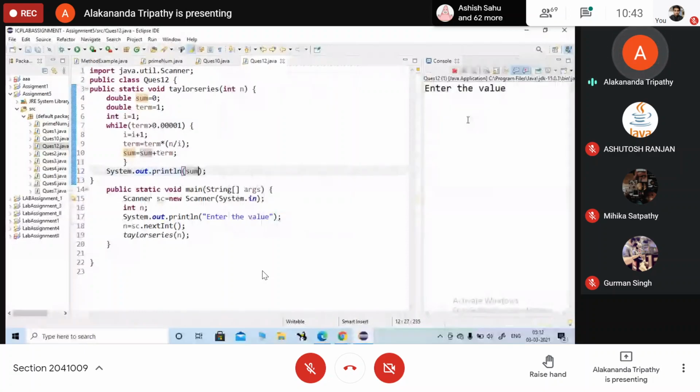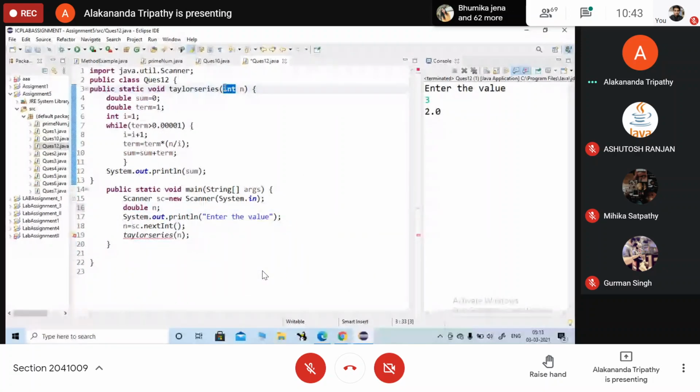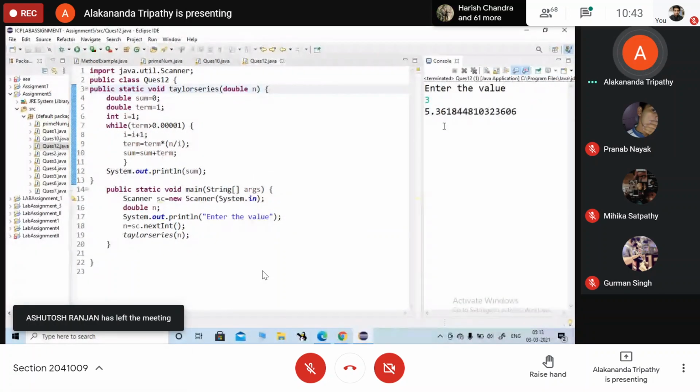So enter the value of x. Here the value of x is 2. So you are going to get the value as 1. Take the value in terms of double, take it as double instead of int. Okay. Got the answer?